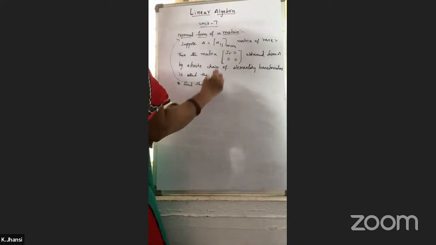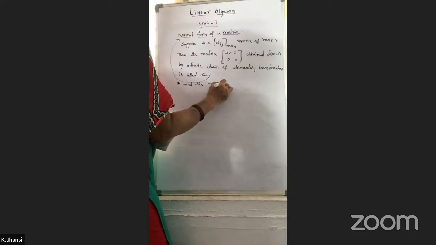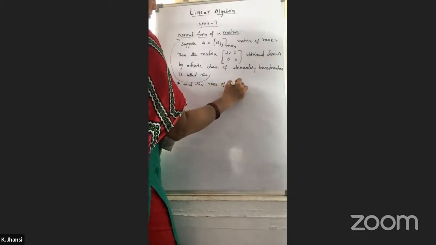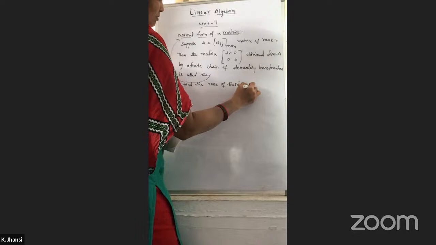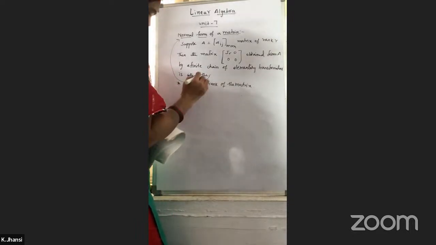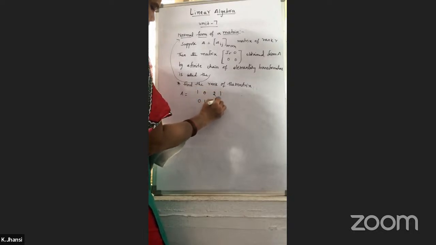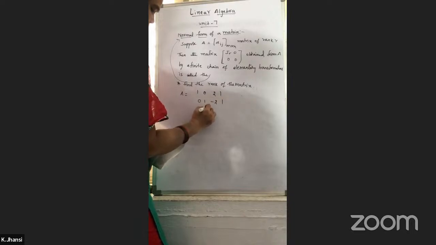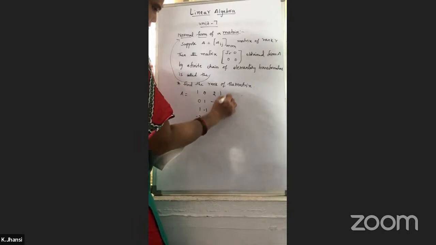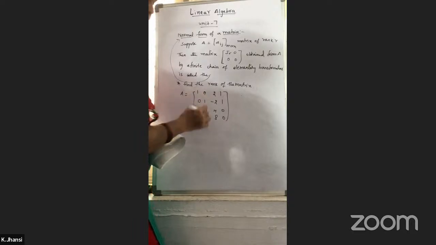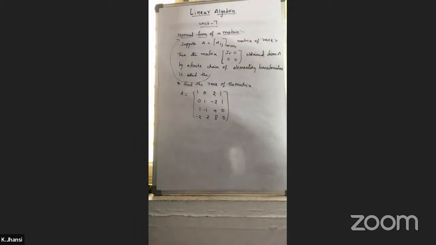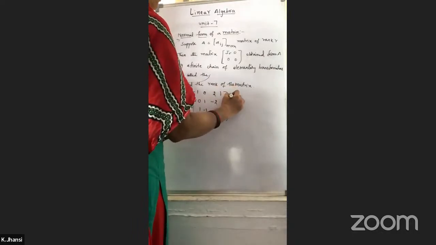Find the rank of the matrix. Here the matrix is given as 1, 0, 0, 1, -2, 1. So this is the given matrix, by reducing into normal form.